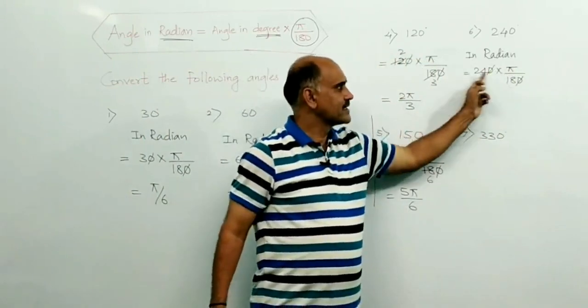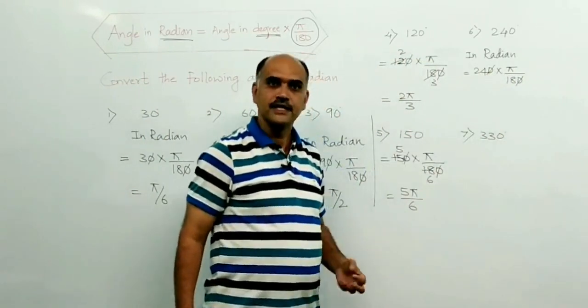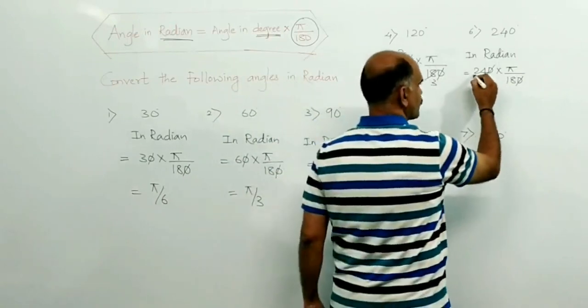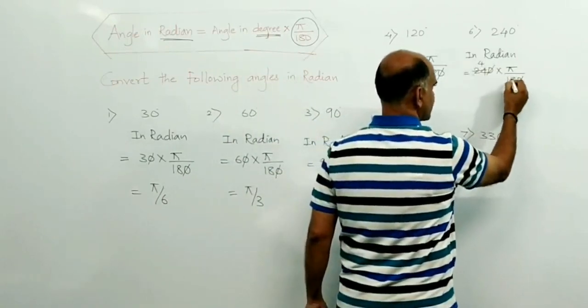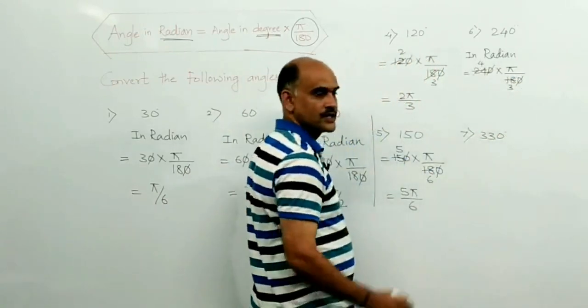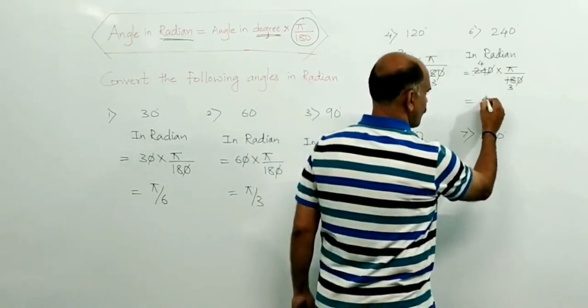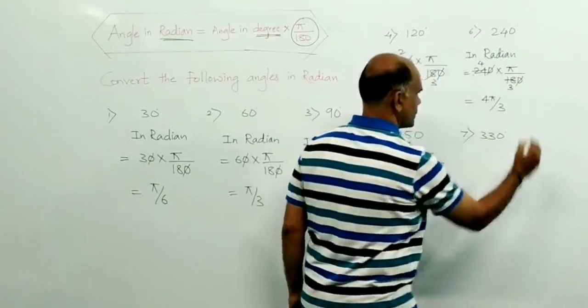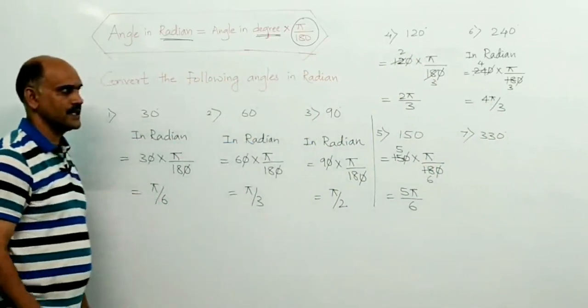24 and 18. Now you cancel. In the 6 table you will have 6 4s are 24, 6 3s are 18. So you will have the answer 4 pi by 3.